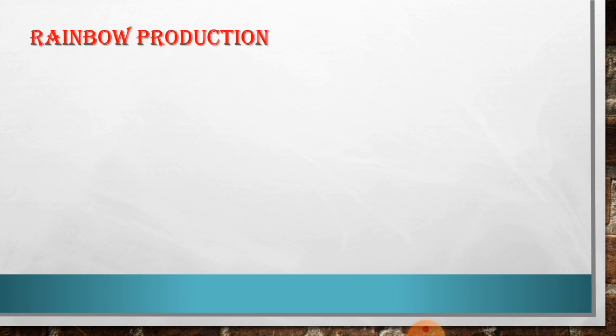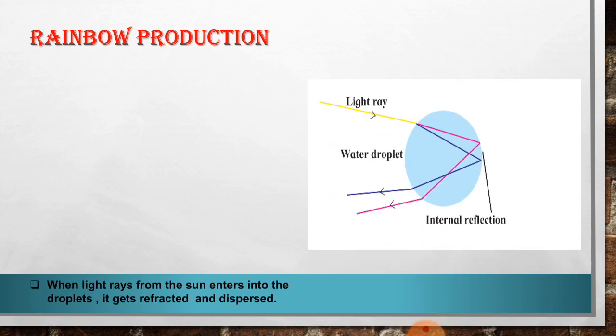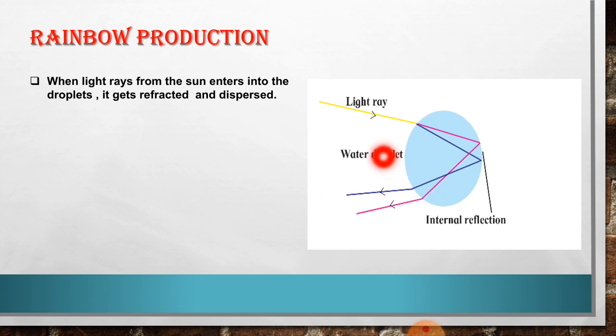Then what have we learned? We have learned a very beautiful term, that is rainbow production. Here, when the light ray from the sun enters the droplet, it gets refracted and dispersed. So here you can see this is the light ray. When it enters this droplet, it gets refracted. You can see the bending, that means it gets refracted and dispersed, that means it gets distributed into the different colors.